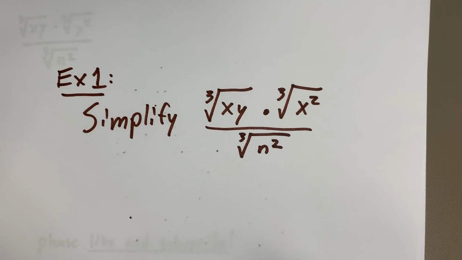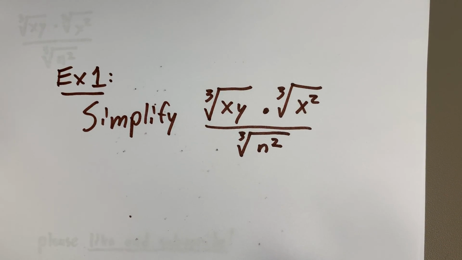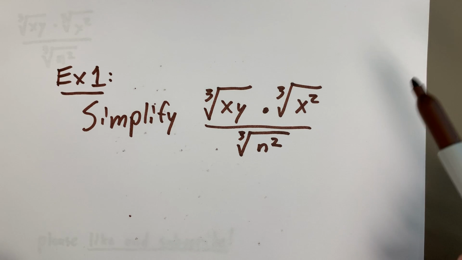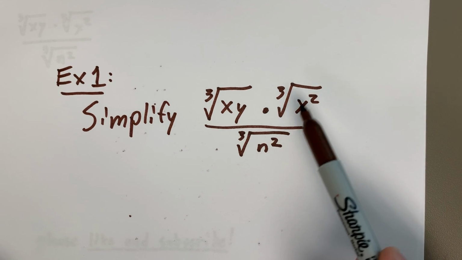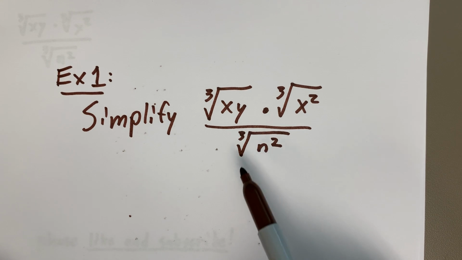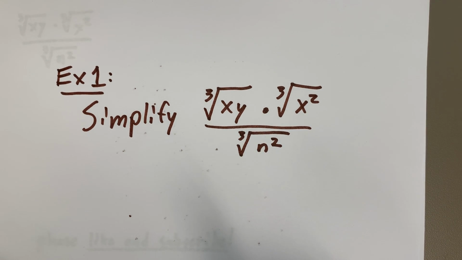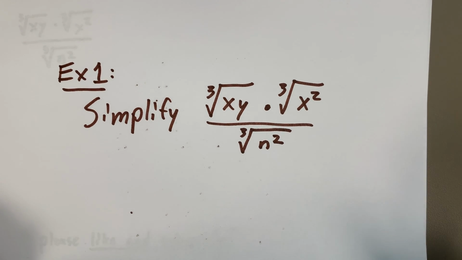Alright, so in this video, we're going to be moving on to slightly more complicated examples, and since we've built up some intuition as to how to solve these so far, we're going to be able to skip a few steps along the way. So I'm going to be appealing to a little bit more intuition as we go about solving this. The expression we're looking at is the quotient of the cube root of x times y times the cube root of x, all over the cube root of n squared. So how does this simplify?